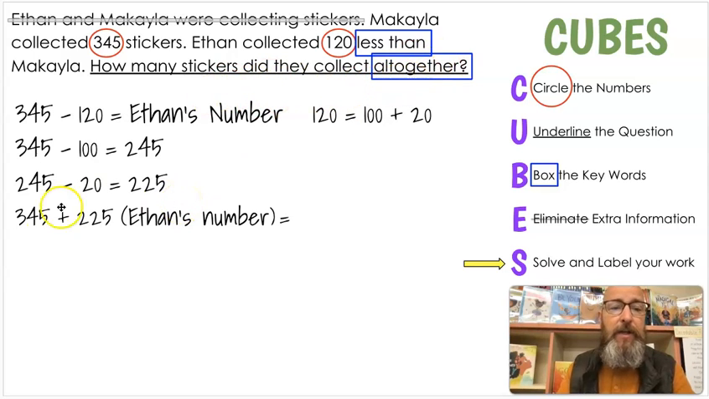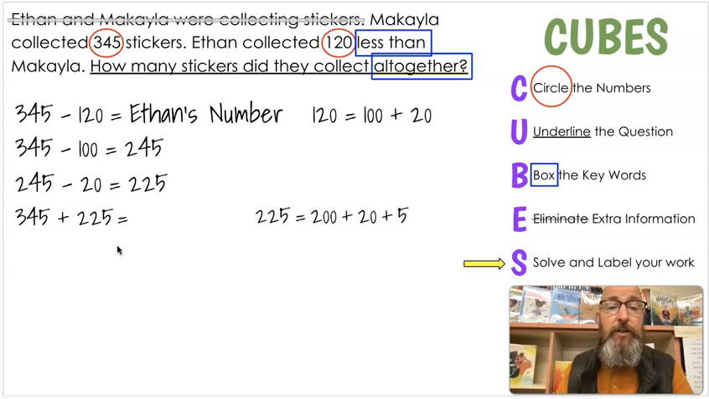We have to add. So I'm going to add Michaela's number, 345, plus Ethan's number, 225. So I'm going to take Ethan's number and I'm going to break it up again, expanded notation. 200 plus 20 plus 5. I know you knew that. And I'm going to start adding. So 345 plus 200.